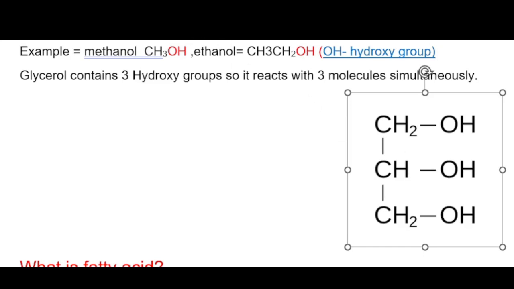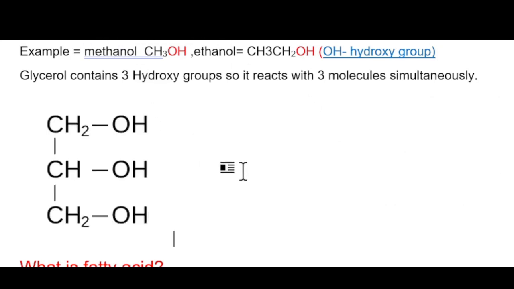this glycerol contains three OH, three hydroxy groups. You can see here, I am showing 1, 2, 3. So glycerol contains three hydroxy groups, and it can react simultaneously with three other compounds. So in our esterification reaction, one molecule of glycerol reacts with three molecules of fatty acids, and thus oils or fats are formed.